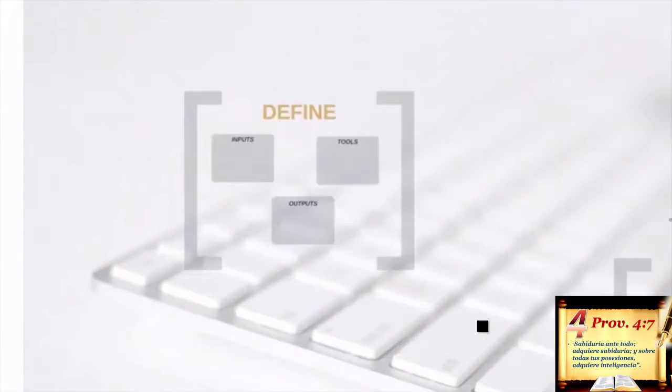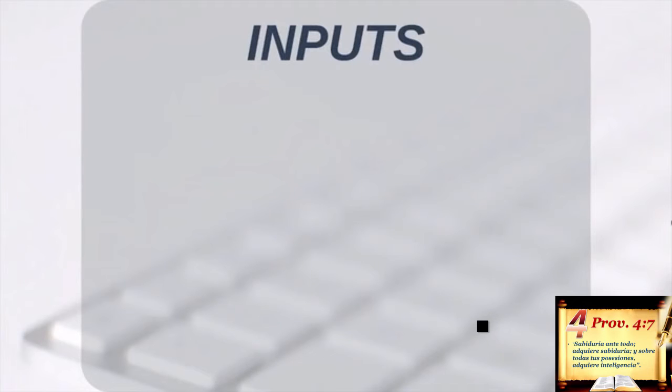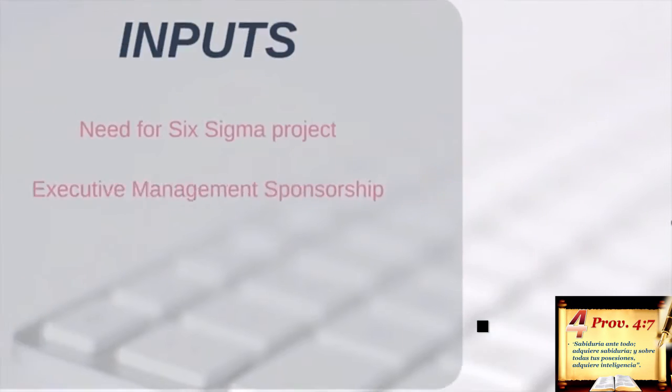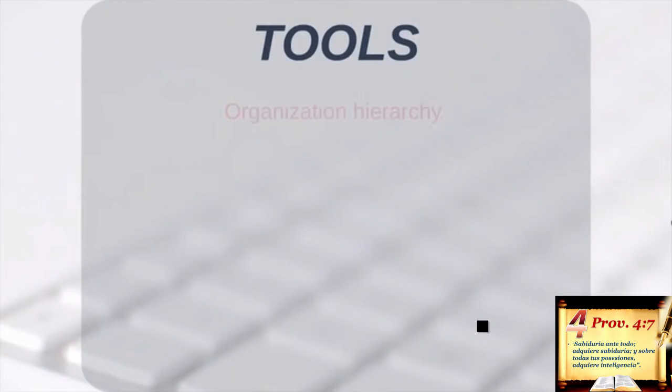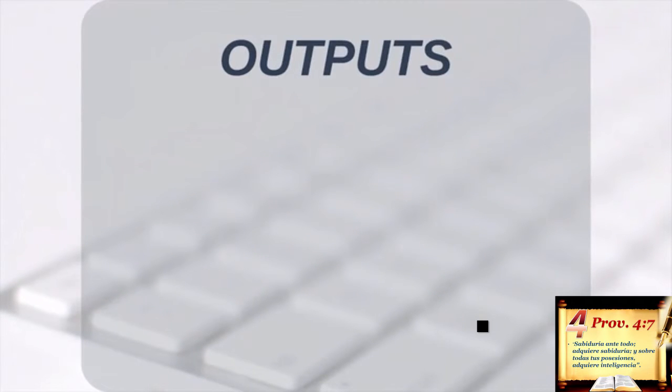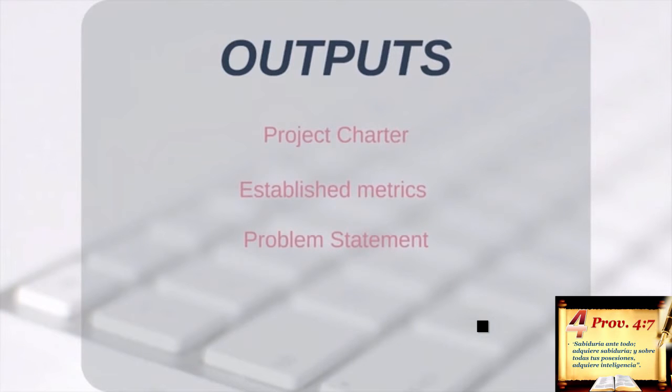Each of these phases has inputs, tools, and outputs. The inputs of the define phase are need for a Six Sigma project, executive management sponsorship. The tools used in this section are organization hierarchy, high-level process maps, high-level Pareto charts, idea generation and categorization tools. The outputs of the define phase are project charter, established metrics, problem statement, roles and responsibilities.